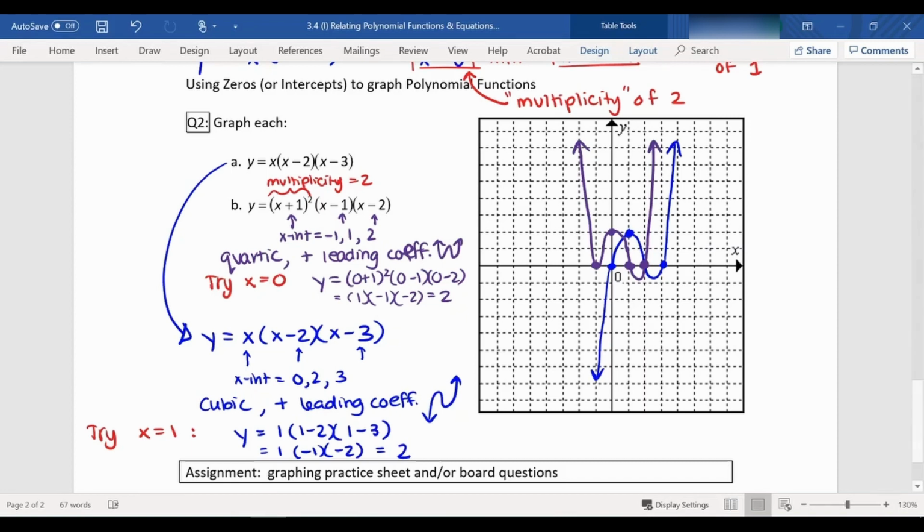And that's it for graphing polynomial functions. There's a practice sheet you can try if you want that just has a couple other graphs on it, or there's the board questions that you can try today. You can also find questions from your textbook if you like, and there's graph paper posted online.